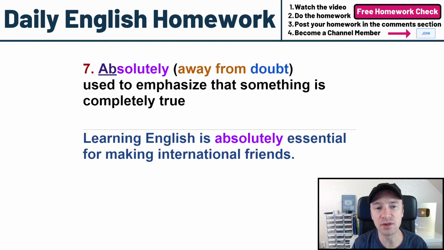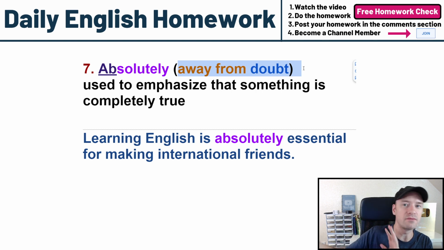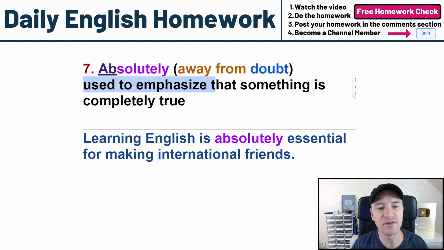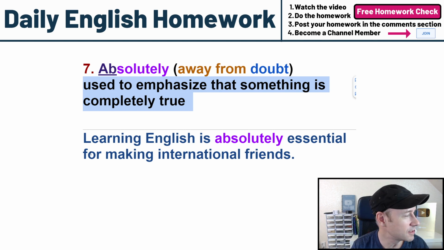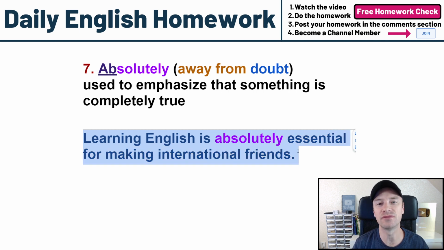All right. Absolutely. Absolutely means away from doubt. So doubt means I'm not sure, I don't know, but you're away from that. Absolutely. This word is used to emphasize that something is completely true. Robin is the best teacher in the world. Absolutely. No doubt. Away from the doubt. Example sentence. Learning English is absolutely essential for making international friends. Do you agree with that?